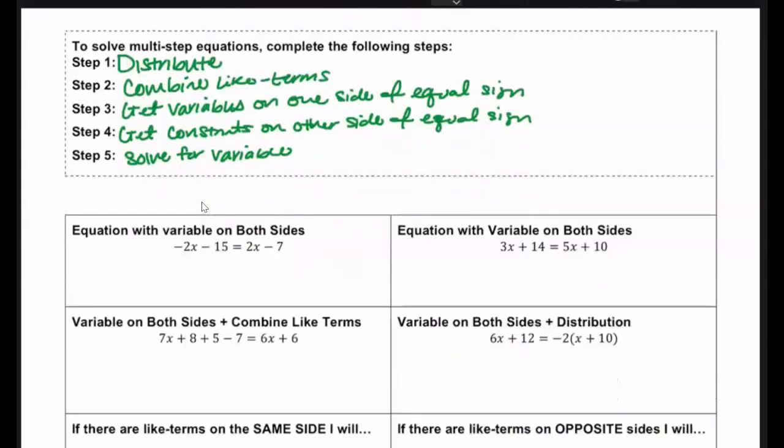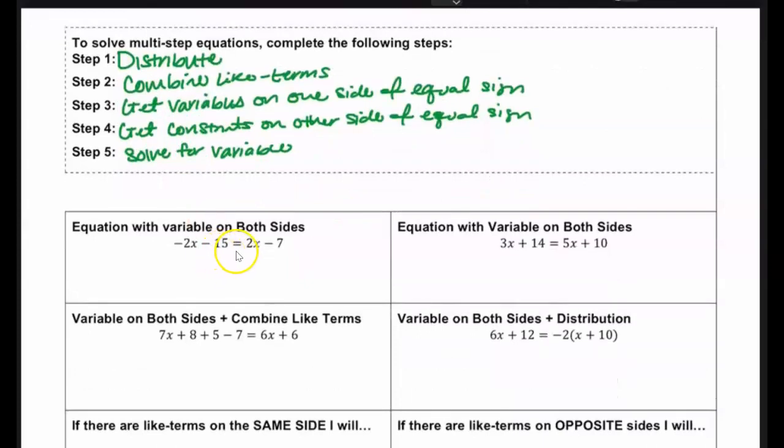So we begin with our first example, negative 2x minus 15 equals 2x minus 7. Now in this case we cannot use step 1 because we cannot distribute. There are no parentheses. So we'll move on to step 2, combining like terms.